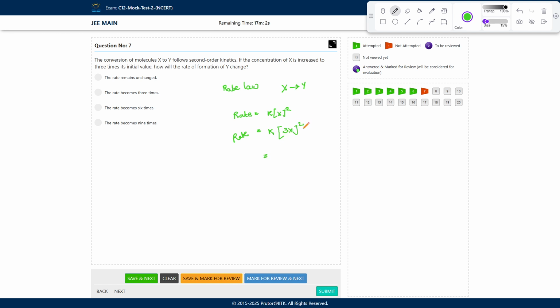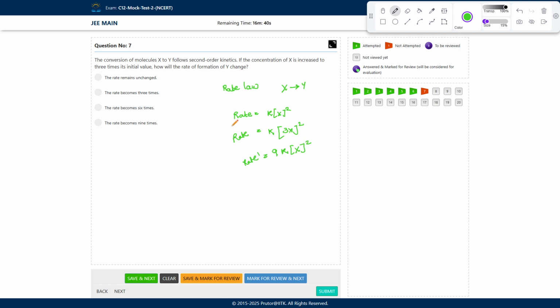So 3 power 2, X power 2. Okay, 3 power 2 will be 9. So 9K, remaining thing will be X square, right? Is equal to rate. Let's say this is rate dash, rate prime, because this is the new rate we have determined after changing the concentration of X.